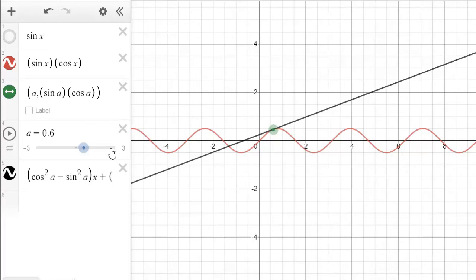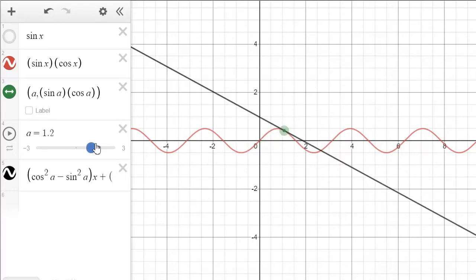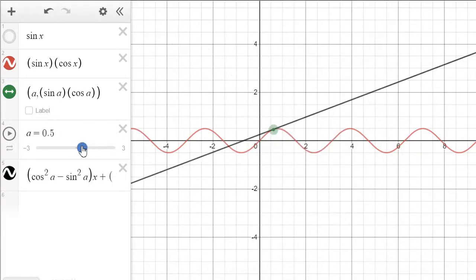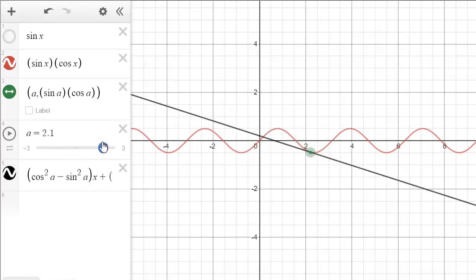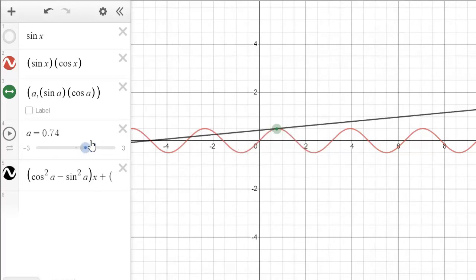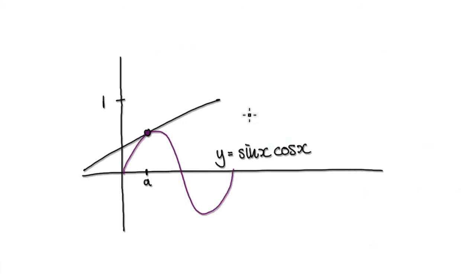So for any given point A, we can draw the tangent line. So our job is to come up with the equation of that tangent line. Okay, so let's jump back to this. Well, the equation of this tangent line is a straight line, so it's going to be of the form y equals mx plus c. So we need to know the gradient and the intercept.